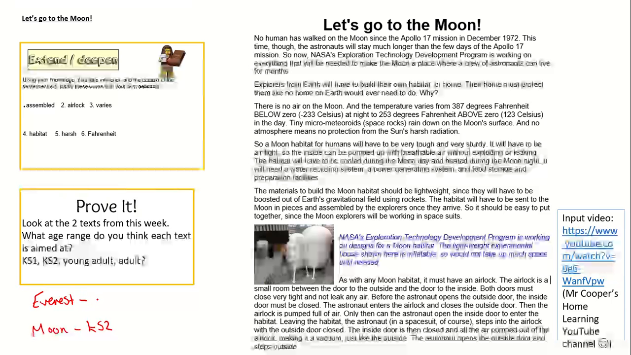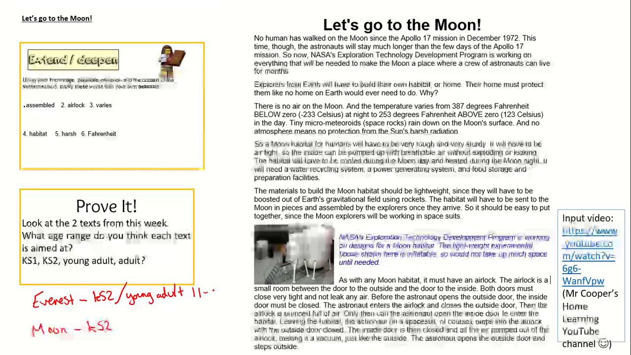Then the Everest one, you're looking at some of the vocabulary in there, and you can flick back to it. I'm going to say also Key Stage 2, certainly young adult. So like Year 6, Year 7, Year 8, kind of 11 to 14. That's purely for the language, the vocabulary being used, and also the length of it. That's purely out of curiosity. I think that's a very opinionated answer. I'd be curious to see what you think, and I look forward to talking about that in lessons and seeing what we say in class.